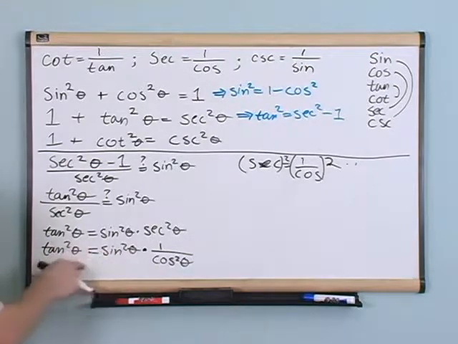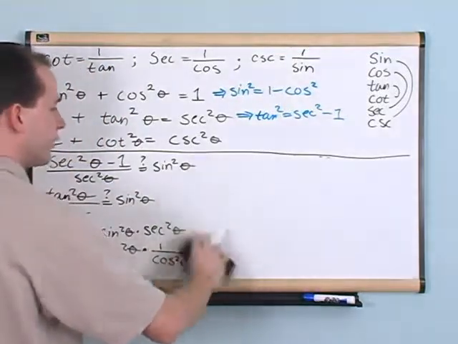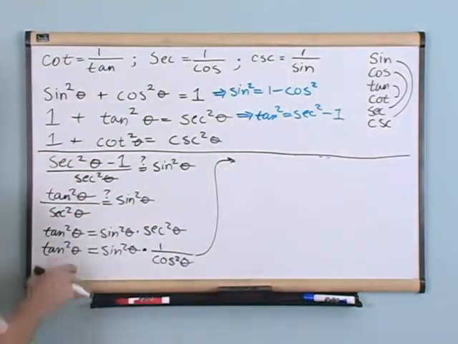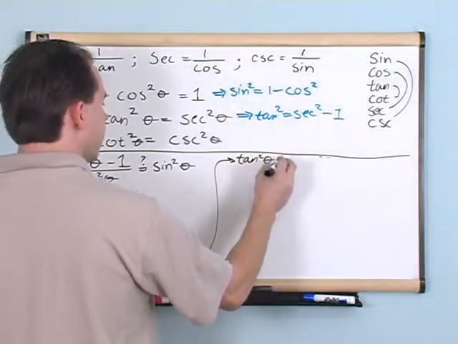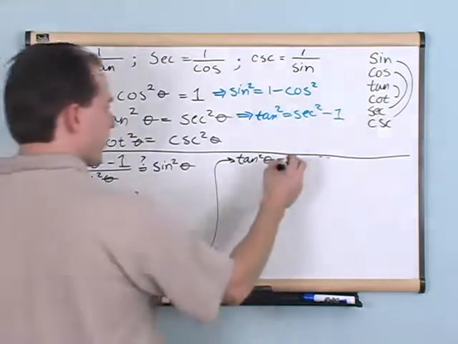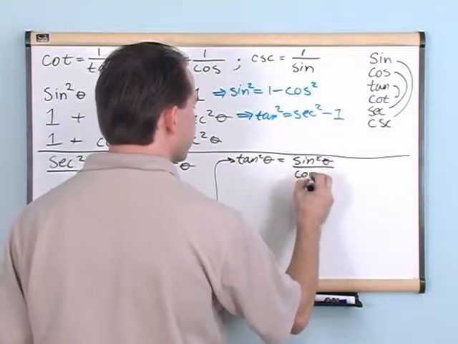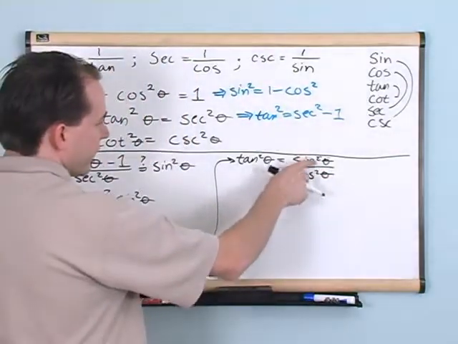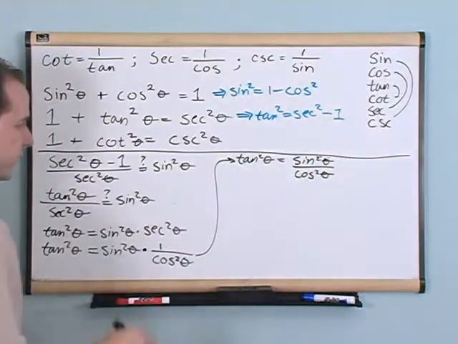Now I think you might start to see where this is going, but just to be absolutely crystal clear, let's continue over here. What I have on the left is tangent squared, and what I have on the right is sine squared of theta over cosine squared theta. Now you can really stop here and say, well, sine over cosine is tangent, so this is tangent squared equals tangent squared, that's good to go.